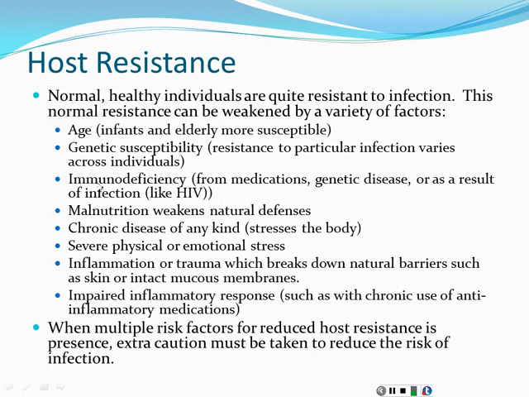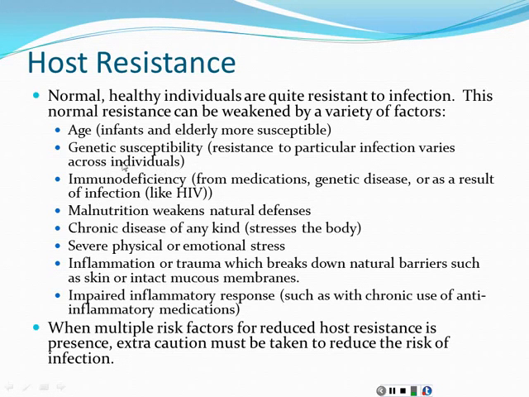So a kind of lengthy list here, but age: young people and old people don't battle off infection as well as young, healthy people do. So we see more infection and worse infection in the very young and then the very old.